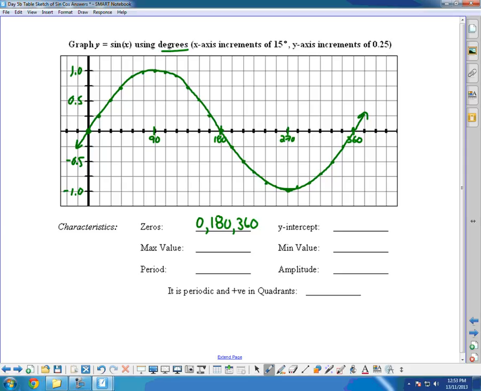The max value is right up here, and that happens at 90 degrees. So the max value is 1 at 90 degrees. The minimum value happens over here, and it happens at 270. So the minimum value is -1 at 270 degrees. The y-intercept is where the graph begins, and the sine curve starts at 0, because the sine of 0 is 0.